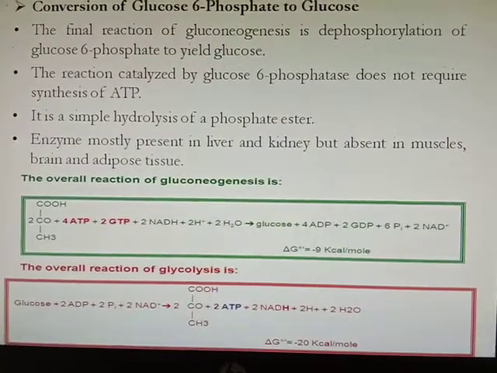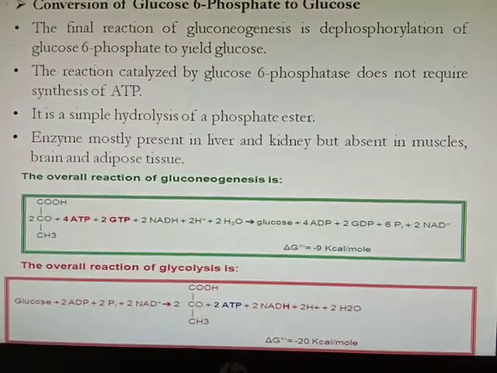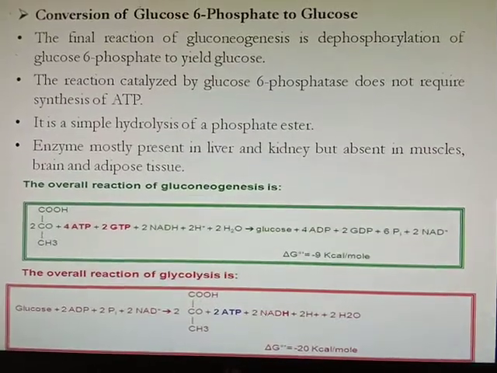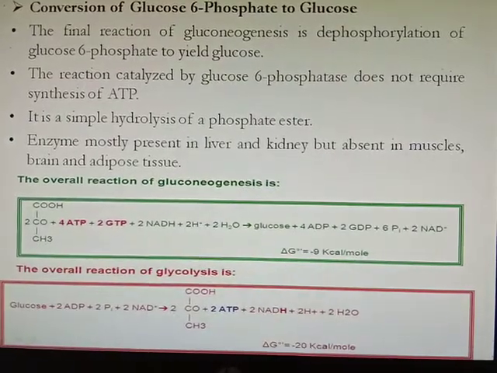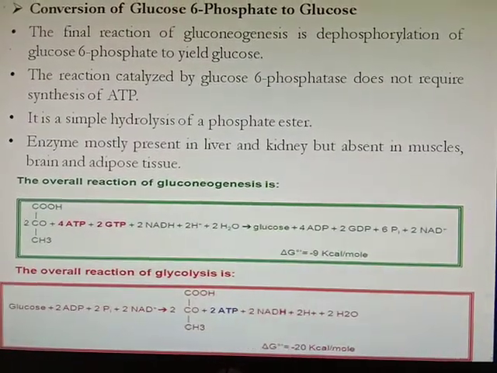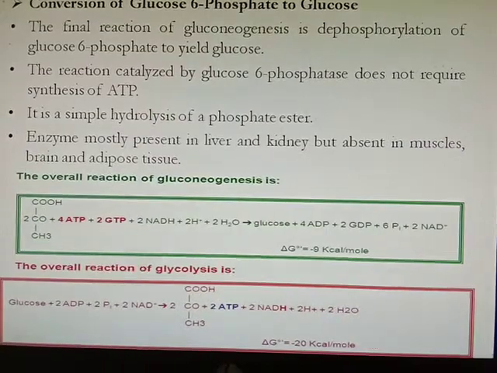The enzyme is mostly present in liver and kidney, but absent in brain and adipose tissue. So this enzyme, glucose 6-phosphatase, is mainly present in liver and kidney, but absent in muscle, brain and adipose tissue. That's why gluconeogenesis does not take place in muscle.